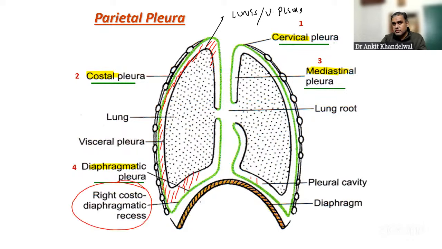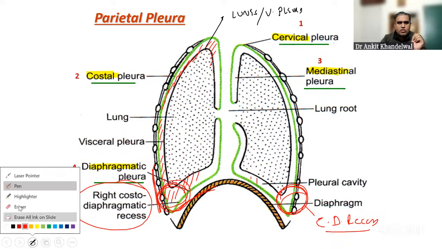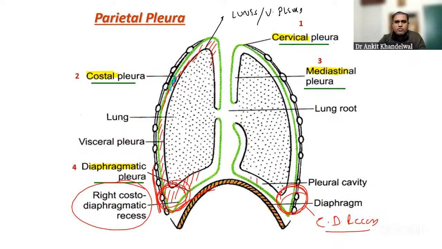Costodiaphragmatic recess. That is between the costal pleura over here and the diaphragmatic pleura over this space. This space over here is known as costodiaphragmatic. That is clinically very, very important. But sir, why is it clinically very important? Because of gravity. Whenever there is any fluid accumulation, let me show this in blue, any beginning of fluid accumulation over here, by gravity it will fall down and start to accumulate over here.